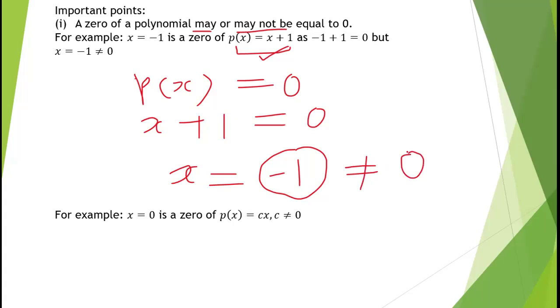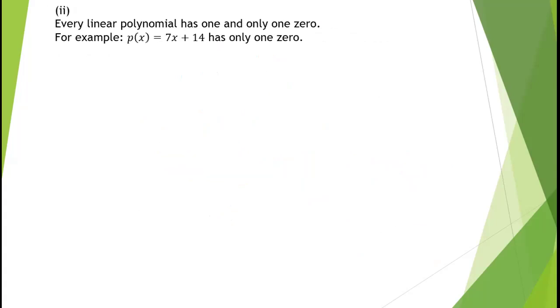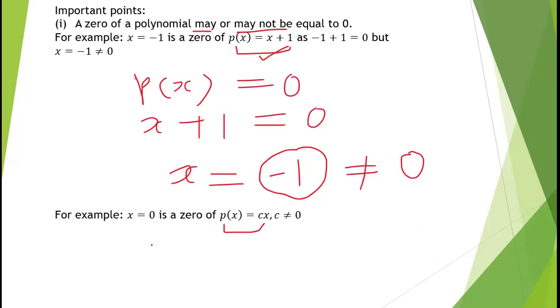So if some number is a zero of the polynomial, then it is not necessary that that number will be equal to 0. Okay. Now let's come to one more example. p(x) equal to cx. We have studied this example before also. Here, as we can see, p(x) equal to cx, so here x equal to 0. We got the zero as 0. So this implies that the zero can be equal to 0 also.